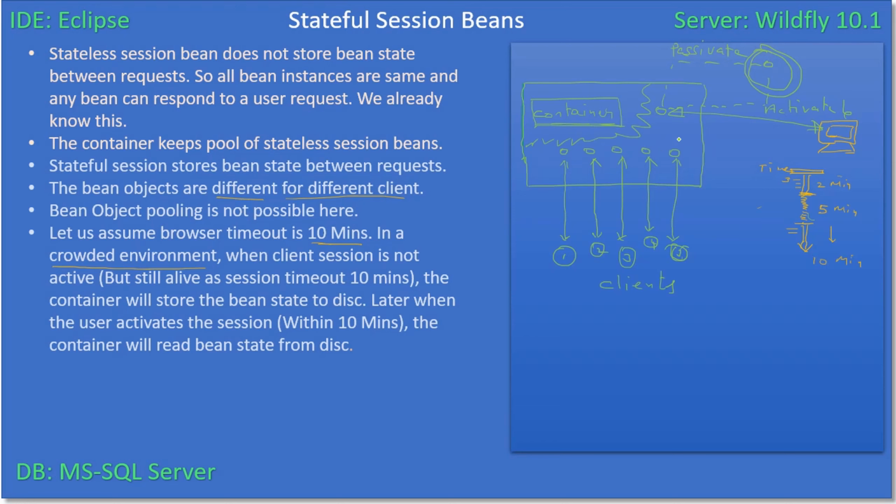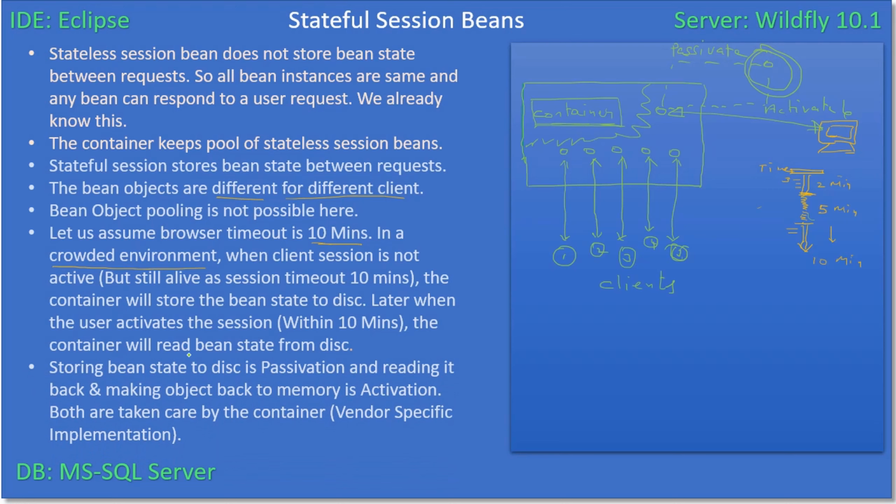The container will look at the memory requirement and how much traffic there is, and based on that it will decide. So that's the main difference on the container side. If your bean is stateful, then it writes the bean to disk and takes it back. This is called passivate and this one is activate. So storing bean state to disk is passivation.